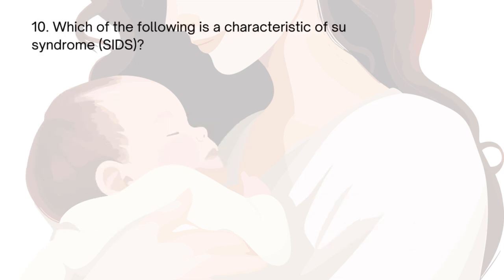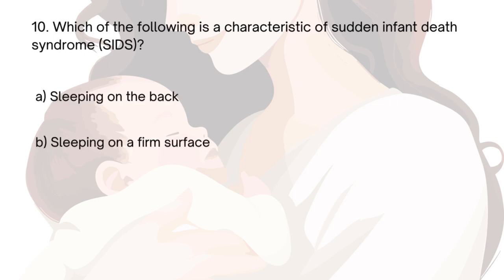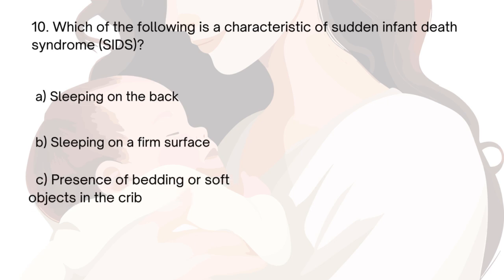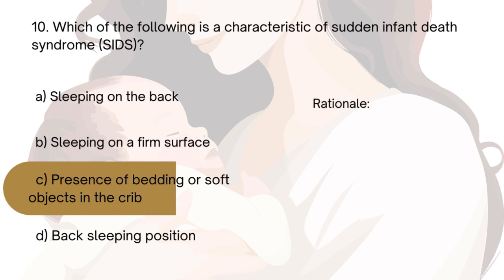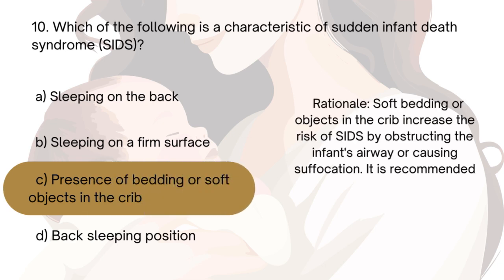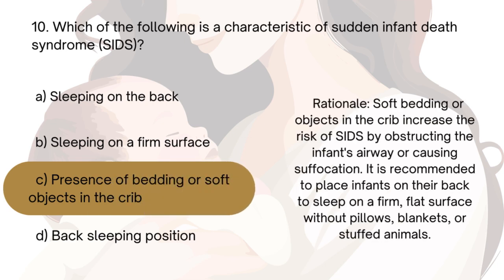10. Which of the following is a characteristic of sudden infant death syndrome, SIDS? A. Sleeping on the back. B. Sleeping on a firm surface. C. Presence of bedding or soft objects in the crib. D. Back sleeping position. Rationale: soft bedding or objects in the crib increase the risk of SIDS by obstructing the infant's airway or causing suffocation. It is recommended to place infants on their back to sleep on a firm, flat surface without pillows, blankets, or stuffed animals.